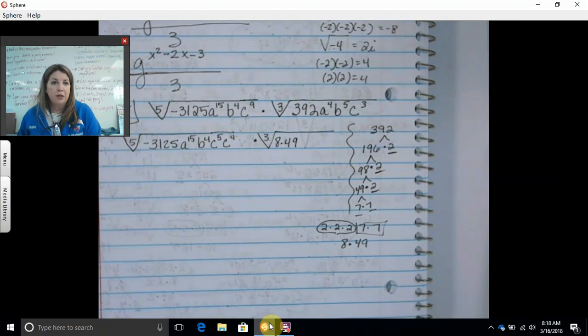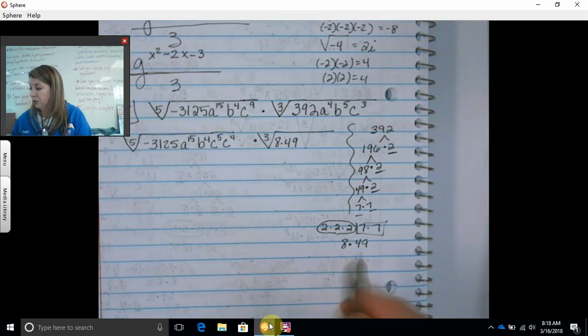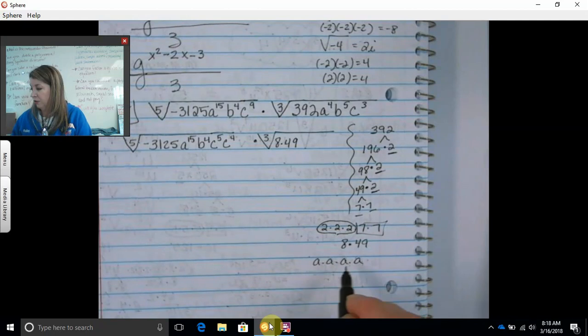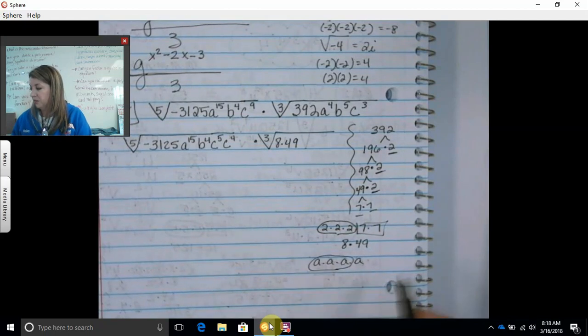Is a to the 4th a perfect cube? Yeah. It has one cube. It has a perfect cube in it, right? So how can we rewrite a to the 4th so that it's a perfect cube? A cubed times a. If you weren't sure, write a to the 4th as a times a times a times a. You're looking for groups of 3. So that would make a cubed times a.